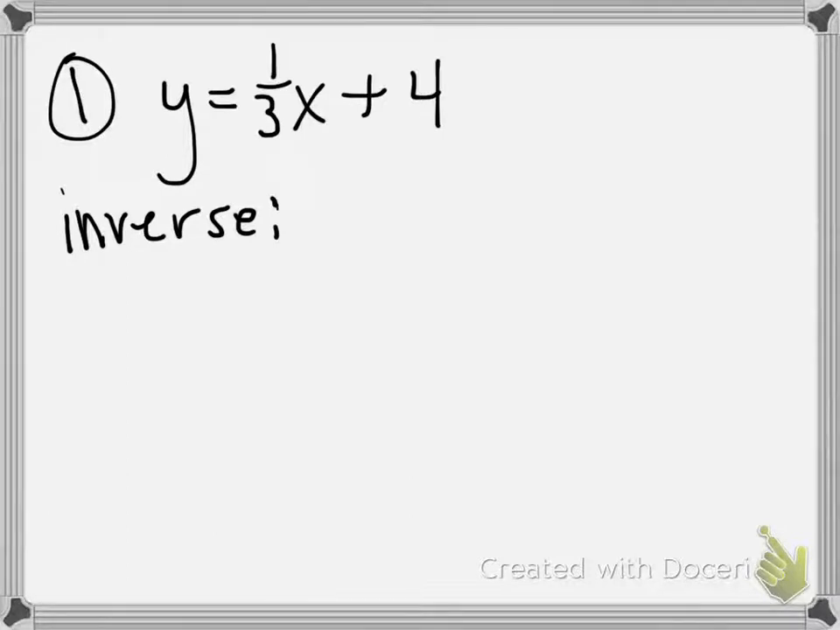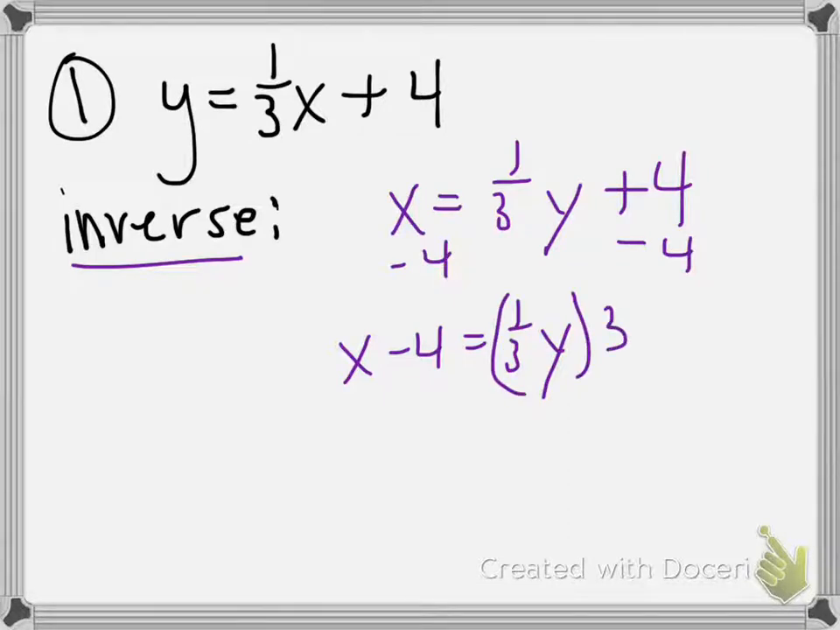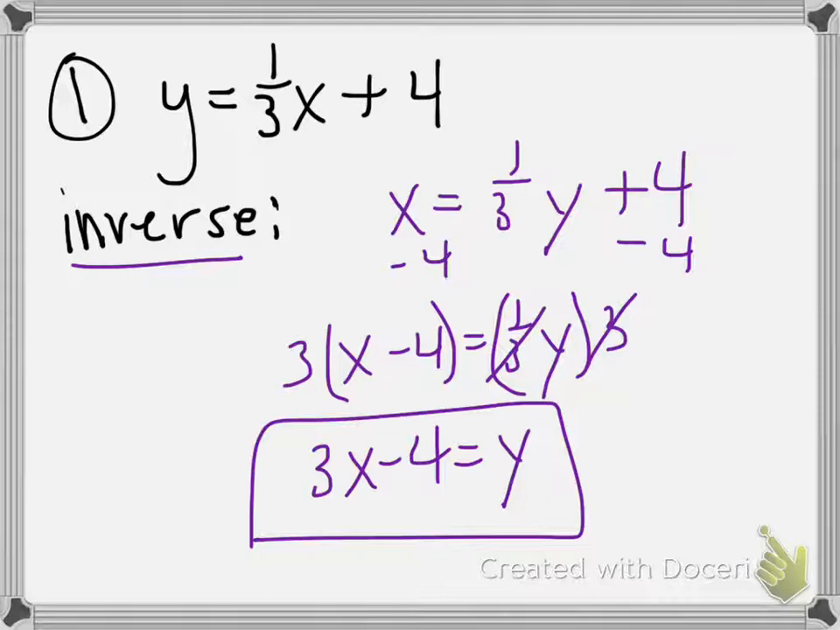We have y equals 1/3 x plus 4. We're looking for the inverse, so I'm going to take the x value and the y, and I'm going to switch them. And now I want to get y by itself, so I'm going to subtract 4 from both sides. X minus 4 equals 1/3 y. And then to get y by itself, I'm going to multiply by the reciprocal of 1/3, which is 3, which means I'm going to multiply by 3 on the left side also. So I get 3x minus 4 equals y, because 1/3 and 3 cancel. And that's the inverse, just like that.